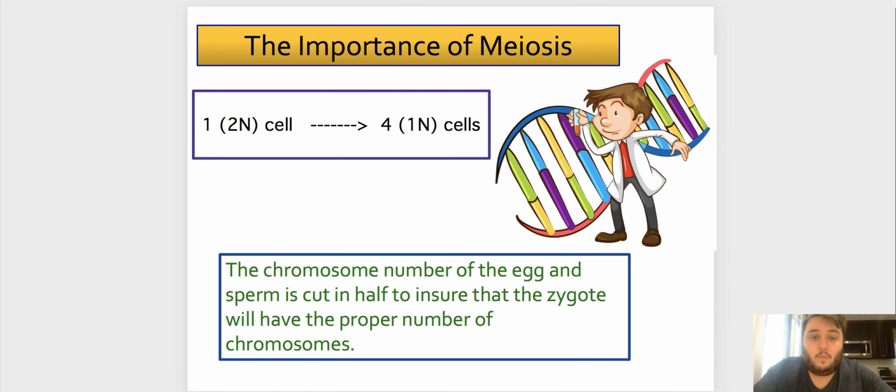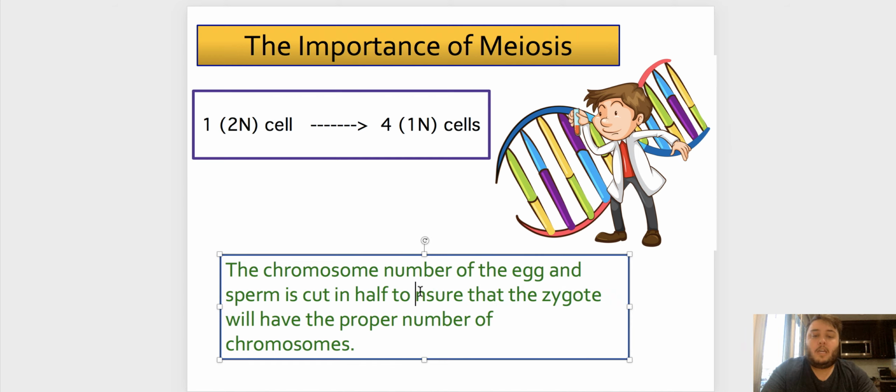All right. So the importance of meiosis. As we said before, the whole reason we do meiosis is to turn one diploid cell into 4 haploid cells. We need 4, right? So the chromosome number of the egg and sperm is cut in half to ensure that the zygote will have the proper number of chromosomes. Remember, we need to reduce the number of chromosomes to 23 so that when they fuse, we get a proper zygote with 46 and not more.